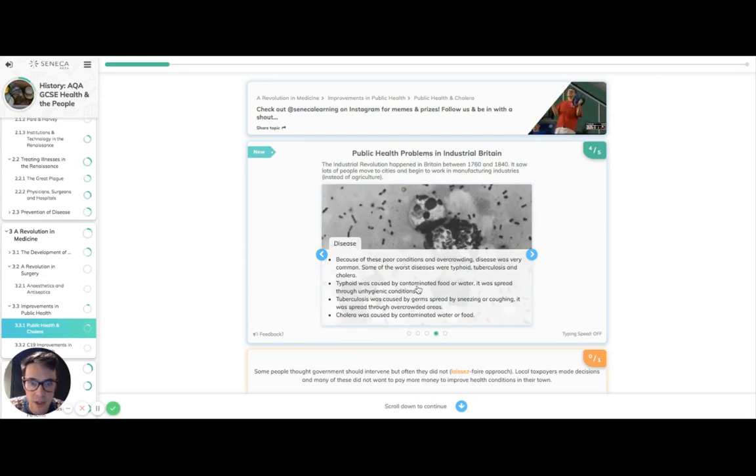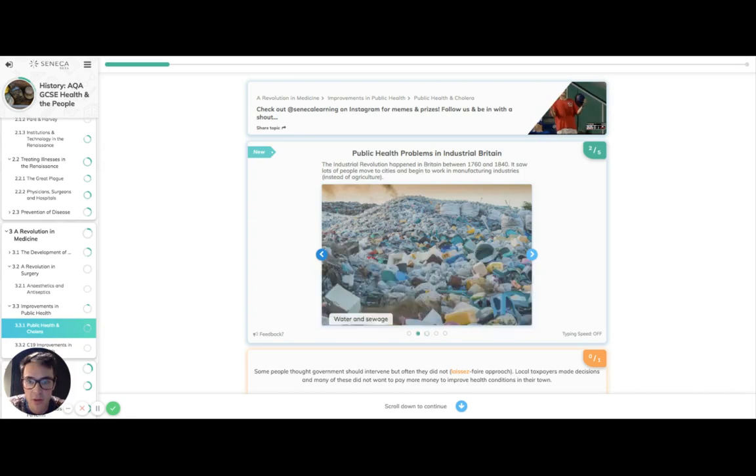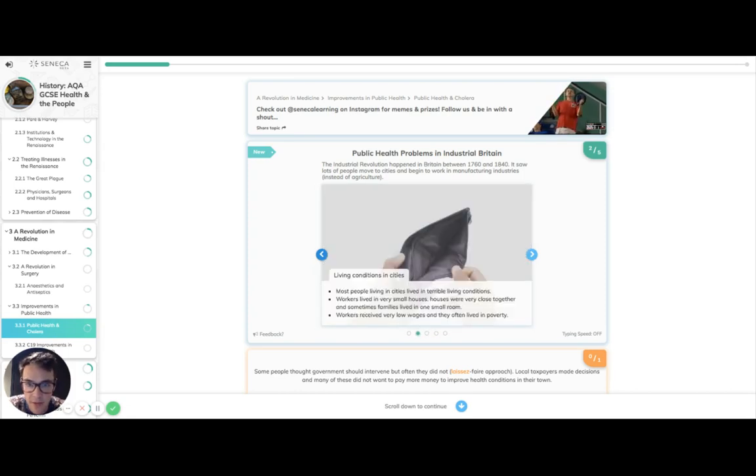Typhoid was caused by contaminated food. Tuberculosis was caused by germs that were spread by sneezing and coughing. And cholera was again caused by contaminated food and water. Water and sewage were often left in the streets and flowed into rivers. Private toilets were extremely rare. Living conditions were quite bad.